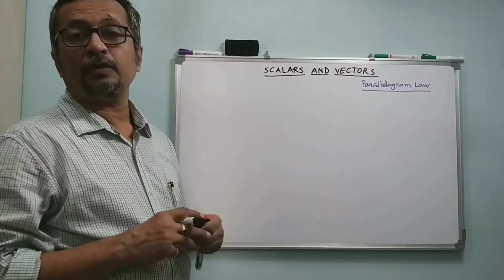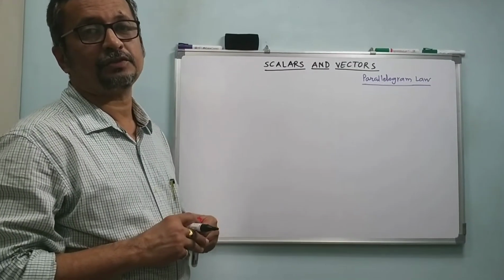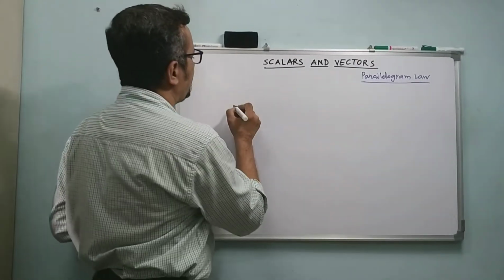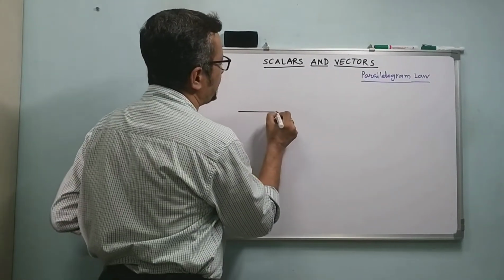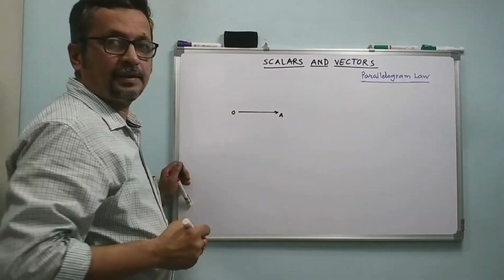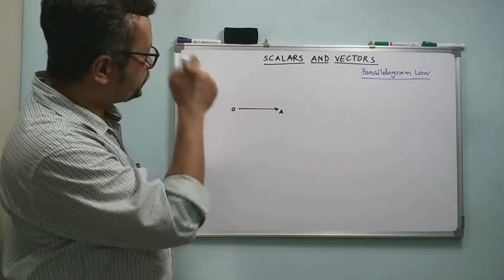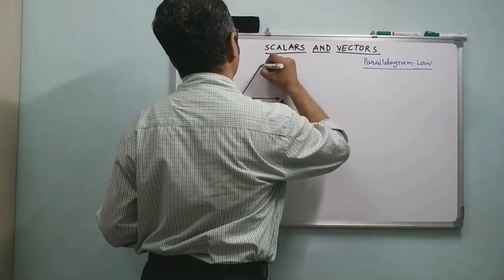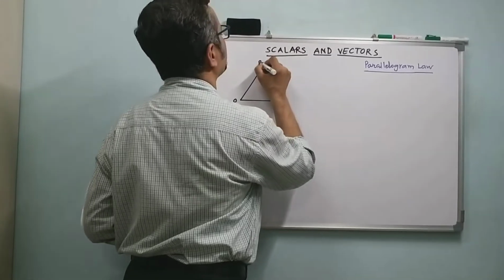So, parallelogram law of vector addition. Now this is a special case of triangle law. Let us see how. I have my first vector as OA, and now my second vector, it also starts from the same point O here. My second vector is OB.